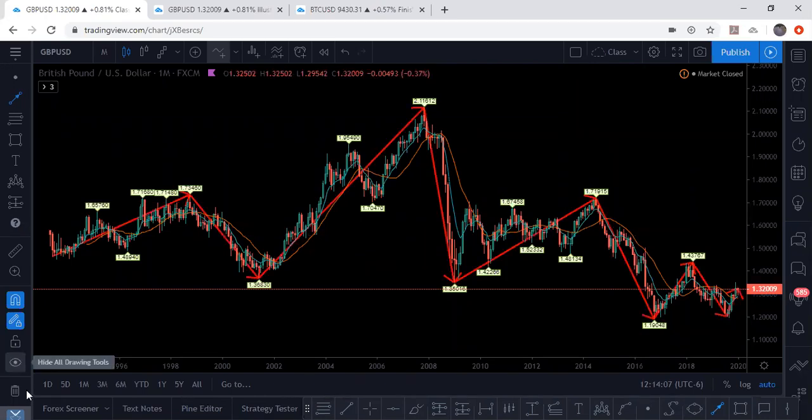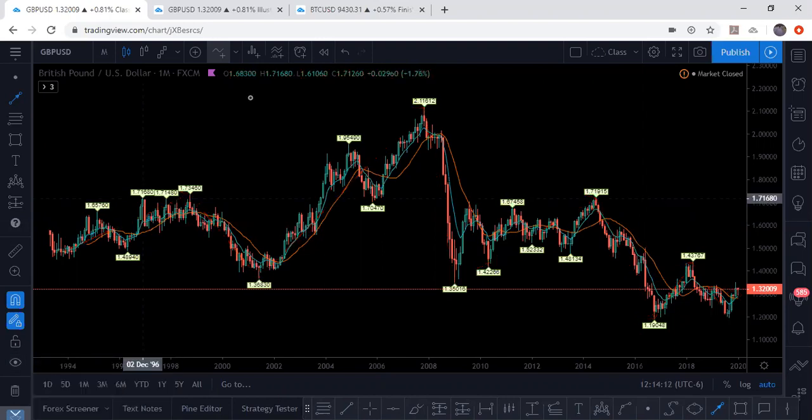Okay, so let me take off this drawing. So let me take it all off again. So like I said, I use trend line, I use the pivot high and the pivot low, and I use Fibonacci. So let's see how all this goes. I'm already on the monthly chart. Let me bring out my trend line.